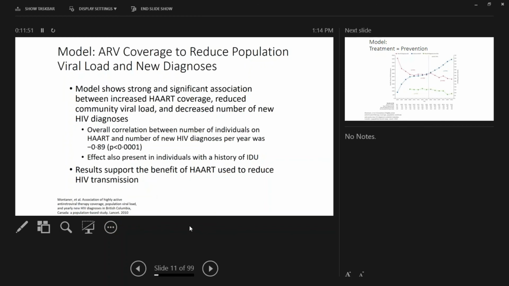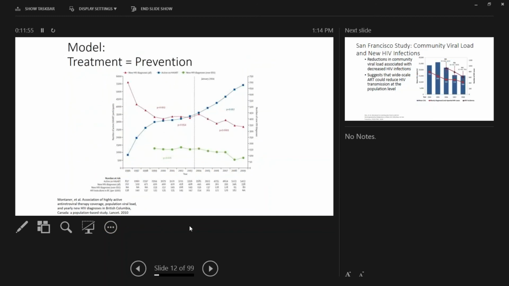Next slide. So just briefly, the blue line in this graph represents antiretroviral coverage. The red line represents new HIV diagnoses. So you can see pretty clearly on a jurisdictional level, as antiretroviral coverage in British Columbia increased and more people became virally suppressed or undetectable, you see new diagnoses decrease. The green line shows that this was occurring even among people who use injection drugs. Next slide.